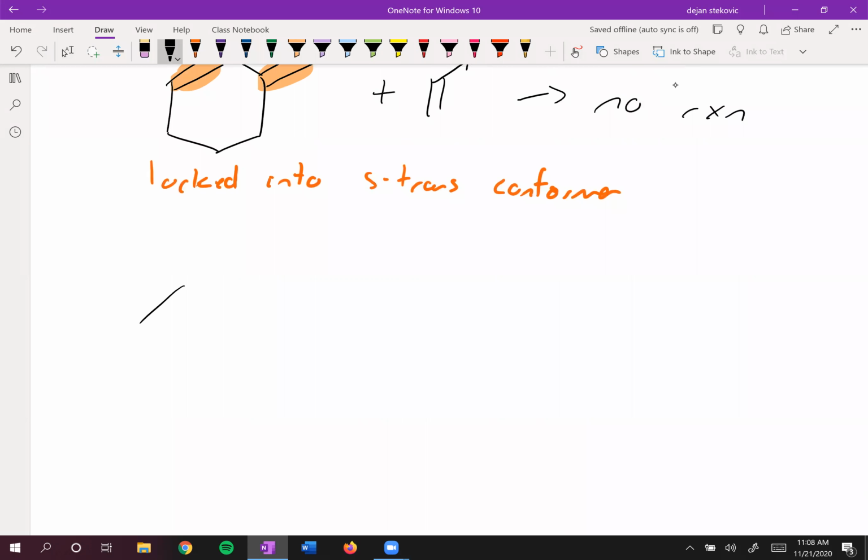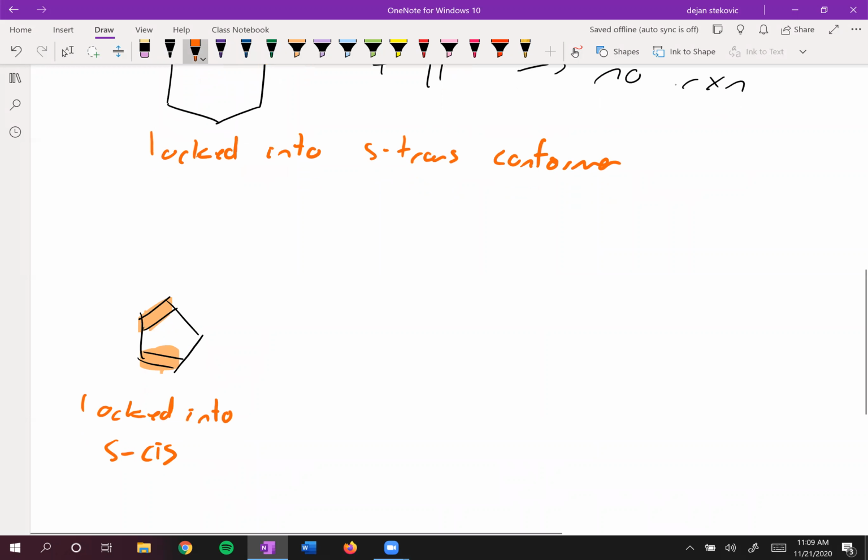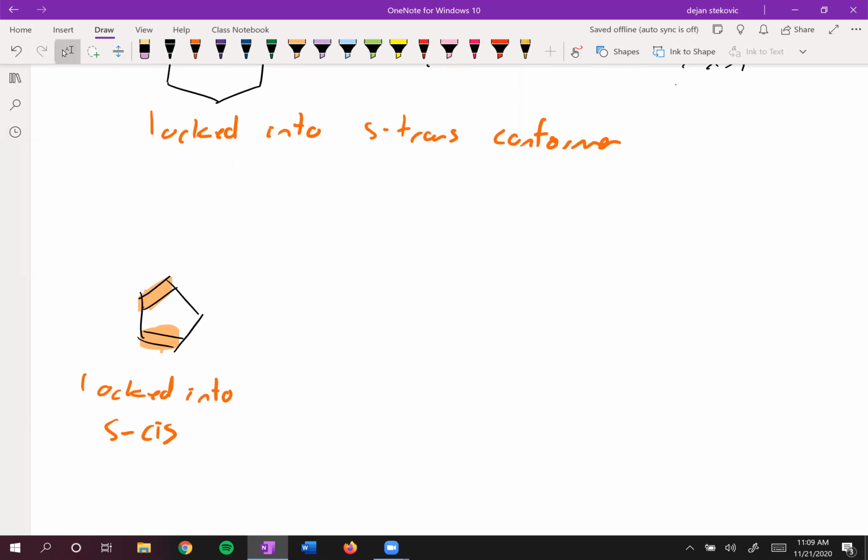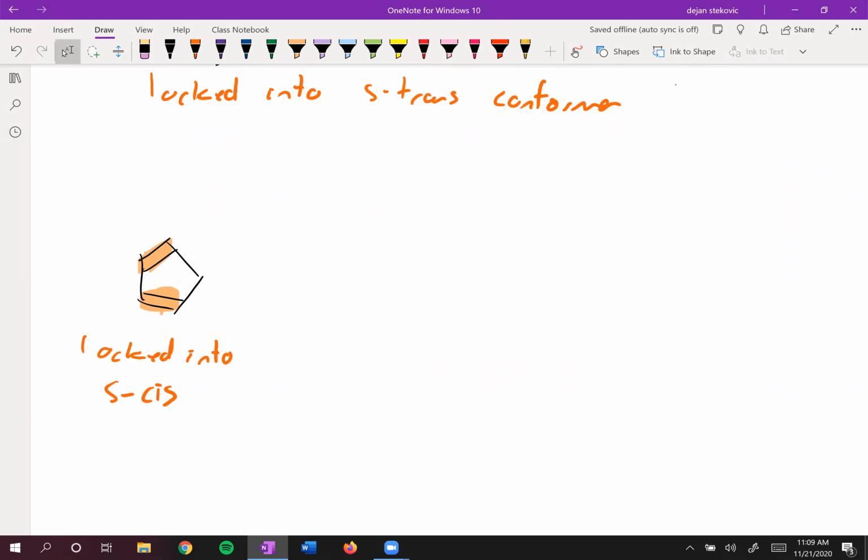Whereas if you take a diene that's locked into its S-cis phase, the most popular being cyclopentadiene, right? Now it's locked into S-cis. This will rapidly undergo any kind of Diels-Alder reaction. And it's actually so reactive that it'll undergo Diels-Alder reaction with itself, right? So it can act as both a diene and dienophile.